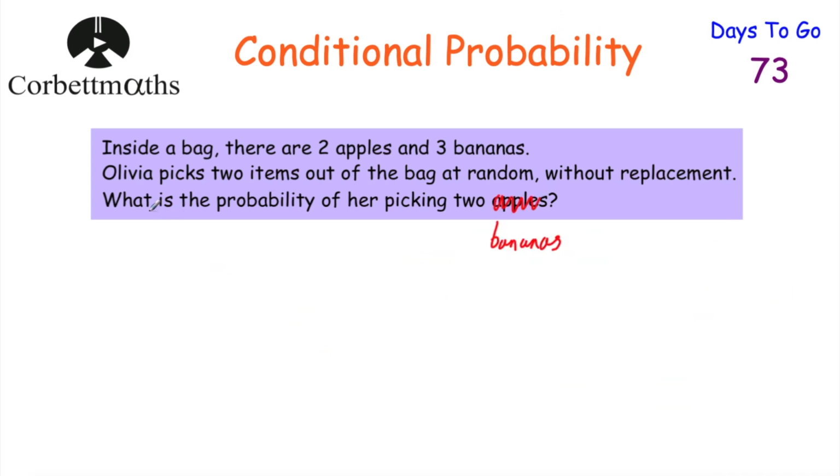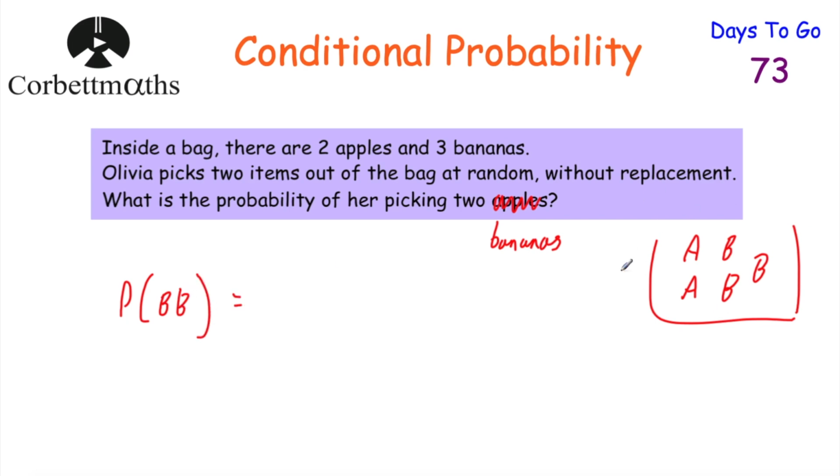Now I've changed the question to find what's the probability of Olivia picking 2 bananas. Normally if I was doing a conditional probability question like this, I typically wouldn't draw a tree diagram. So I'm going to do this question without a tree diagram. In the bag again, remember there were 2 apples and 3 bananas. And the question says what's the probability now of her picking 2 bananas? That's the probability of a banana and a banana.